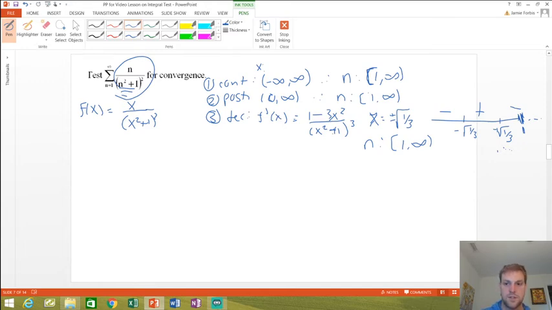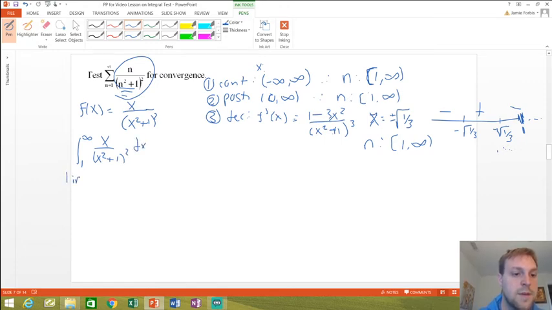Now what the integral test says to do is we're going to integrate this. We're going to show that the integral from 1 to infinity converges. So therefore, the series would also converge. I'm going to go through the motions again and do some work here. That's x over x squared plus 1 squared dx.